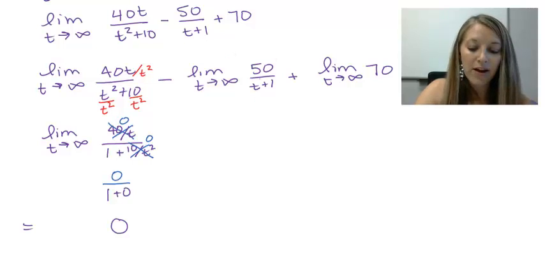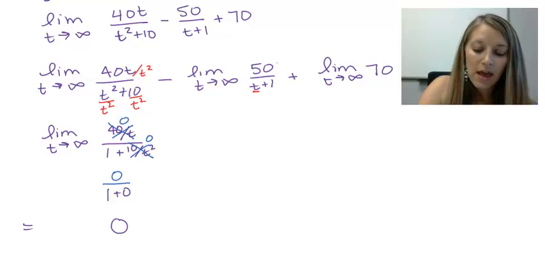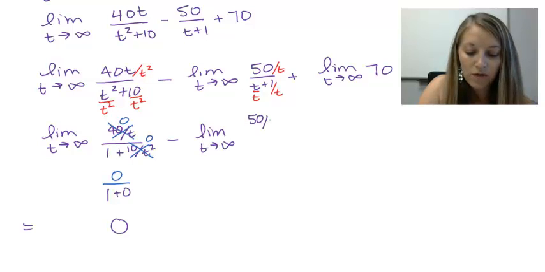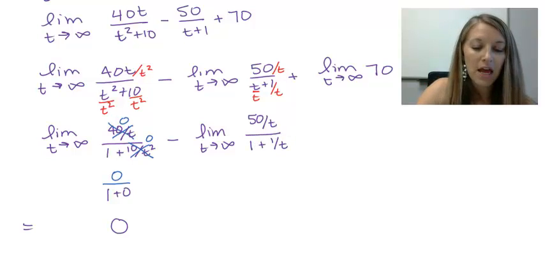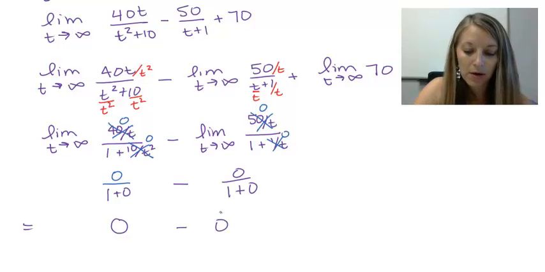Now I have to do the same thing with my second fraction. I look at the highest exponent of t in the denominator, which is just t, and I divide each piece by that. So when I simplify this, I have the limit as t goes to infinity of 50 over t over 1 plus 1 over t. And again, anytime I have a constant over t to some power, that piece goes to 0. So this guy goes to 0, this guy goes to 0, which leaves me with the exact same thing, minus a 0 over 1 plus 0. So that gives me a minus 0.